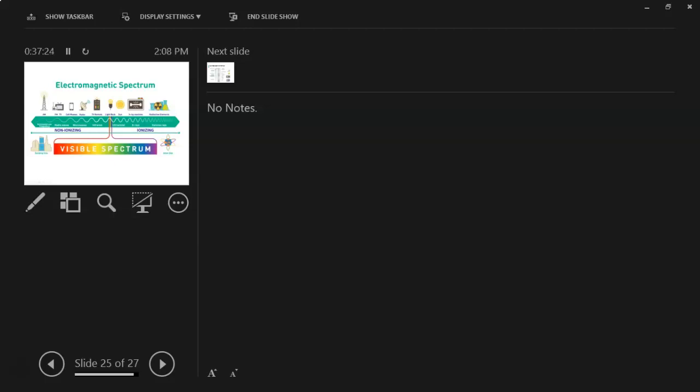These are non-harmful, as far as we know, hopefully. And then we have the midline, and then we go into the ionizing radiation.